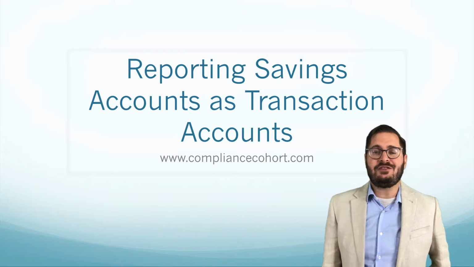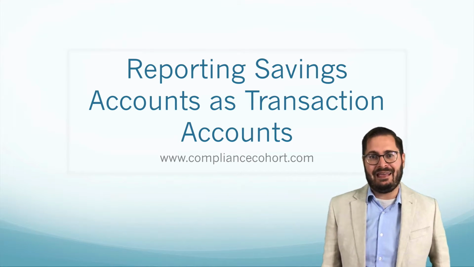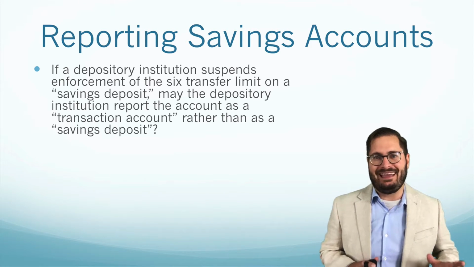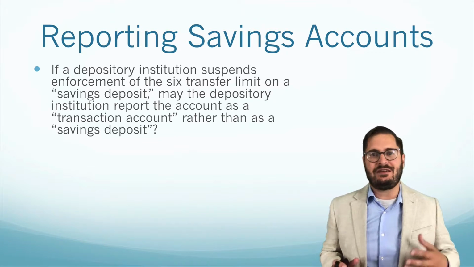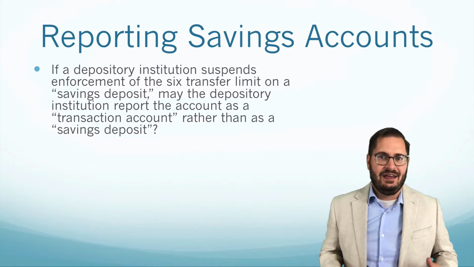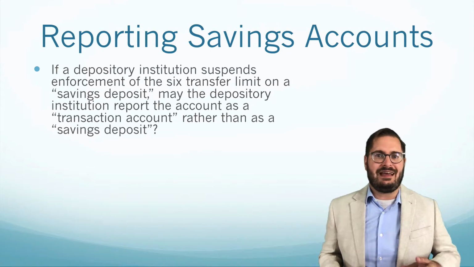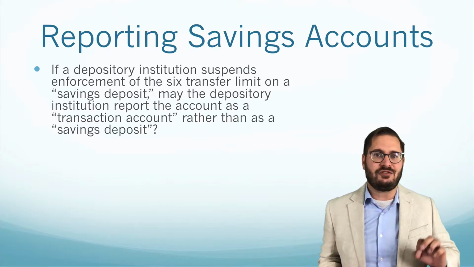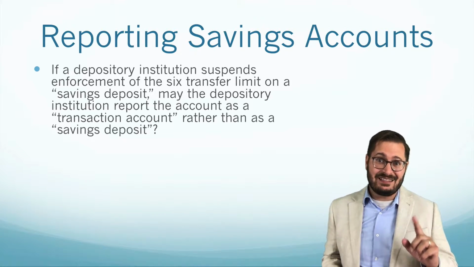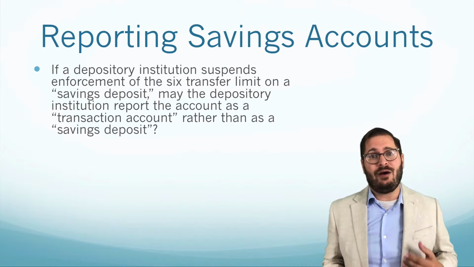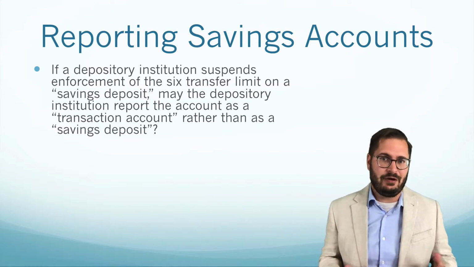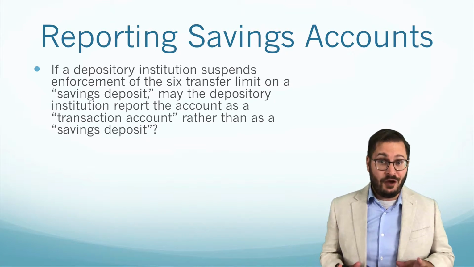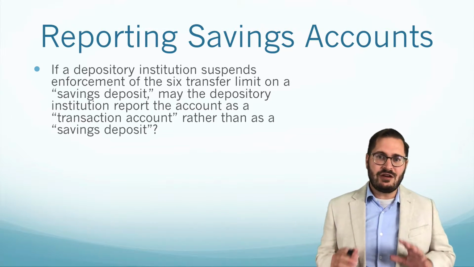This compliance clip is going to talk about reporting savings accounts as transaction accounts. What has happened in recent months is that the regulators have essentially rescinded the rules for Regulation D. These rules have traditionally required that financial institutions monitor savings accounts to make sure that customers do not have more than 6 restricted transactions coming out of a savings account in any given period, which is typically a month based on statement cycle or a calendar month. So that restriction has gone away.